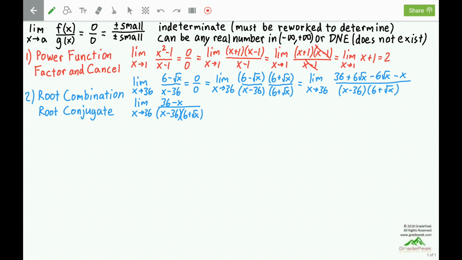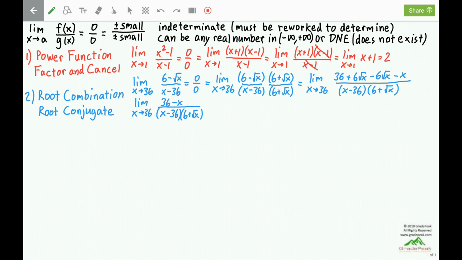We have 0 over 0. We haven't changed that yet. However, it's starting to turn more into a power function type. Now, if the root had a fraction under it, it might turn into a fraction type, which is going to be handled in the number 3 type that I will be working with here soon.